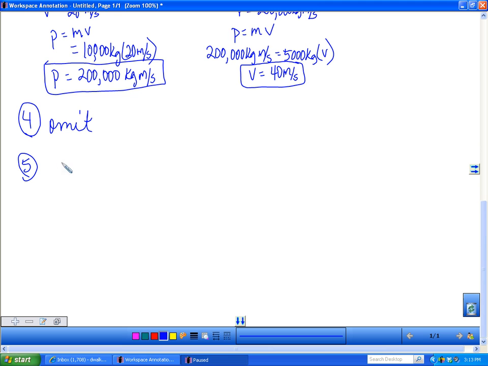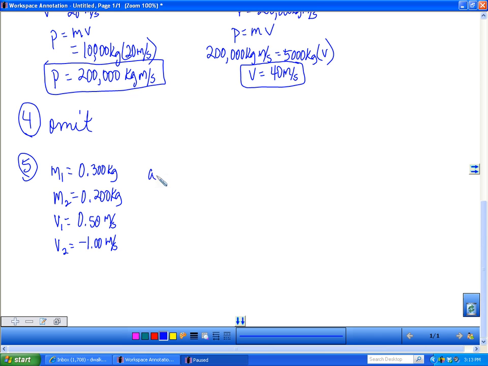Number 5 says 2 blocks of mass 300 grams, but I can't leave it in grams, so I'm going to make it 0.300 kilograms. And mass 2 is 0.200 kilograms. Now they're moving toward each other, so one must be positive and one must be negative. The heavier one is going to be mass 1, and it's going to be moving at 50 centimeters per second, or 0.50 meters per second. Velocity 2 is going to be the lighter one, and it's going to be moving at 100 centimeters per second, but I'm going to make that be a negative 1, because I'm going to say it's moving to the left.